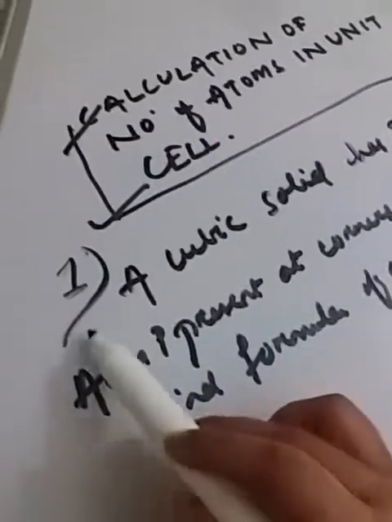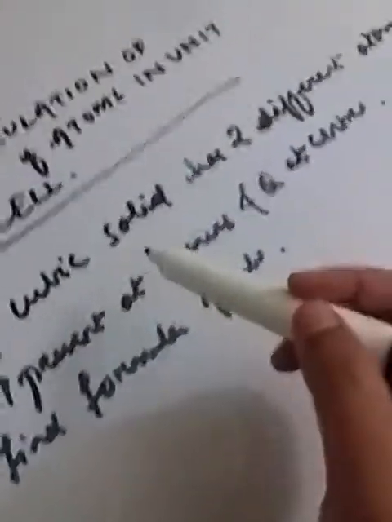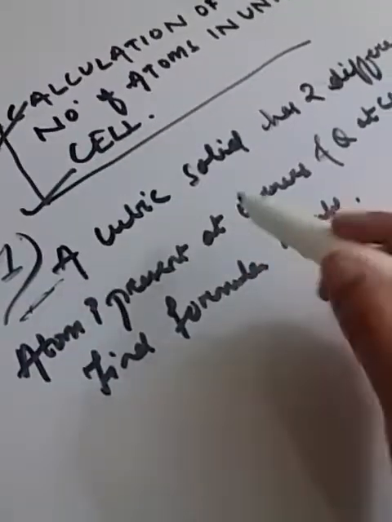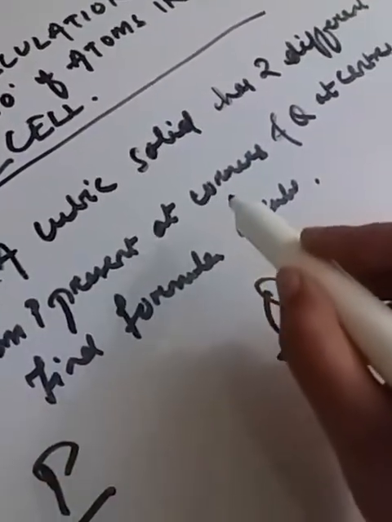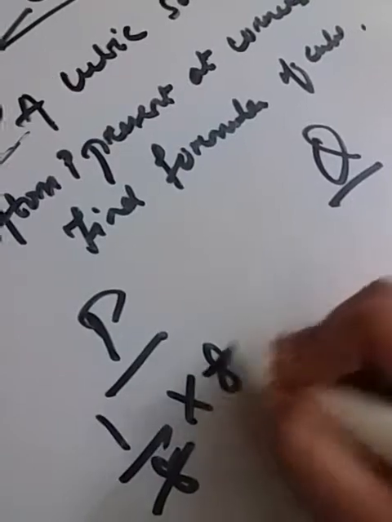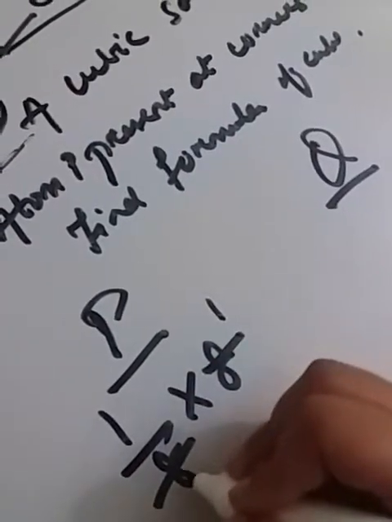See here, the first question for you all is, a cubic solid has two different atoms P and Q. So first line, P and Q, there are two atoms. Write like this. Atom P present at corners. Present at corners means only at corners. So corner was primitive unit cell, 8 corners per unit cell, 1 by 8 into 8. So here it is 1.